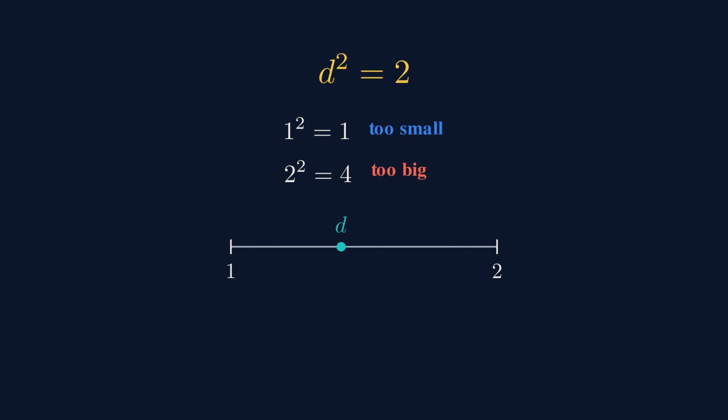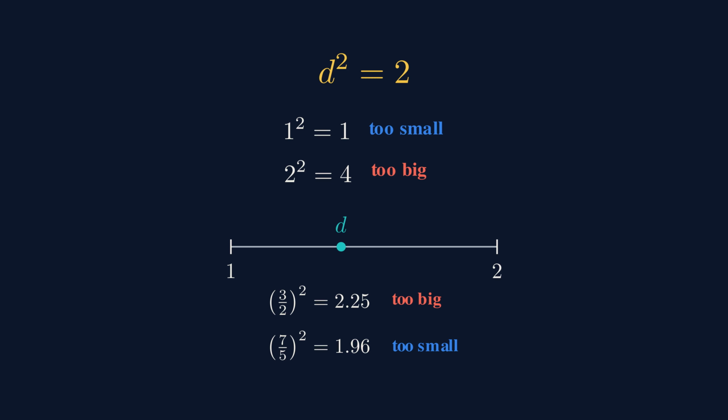If it's not a whole number, the natural next guess is a fraction, 1 whole number over another. 3 halves? Squared, that's 2.25. Too big. 7 fifths? 1.96. Too small. So, do we just keep going? Fraction after fraction. Forever? There are infinitely many.